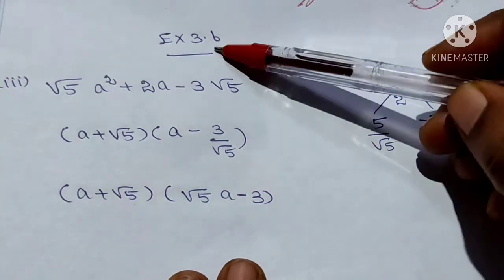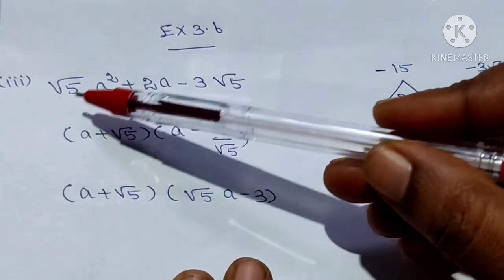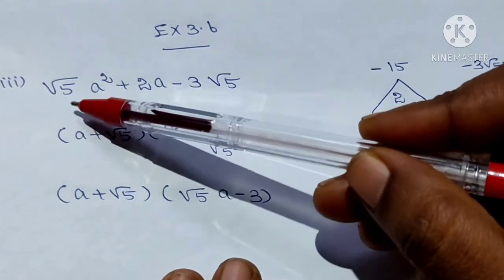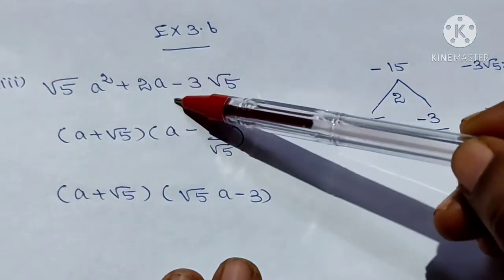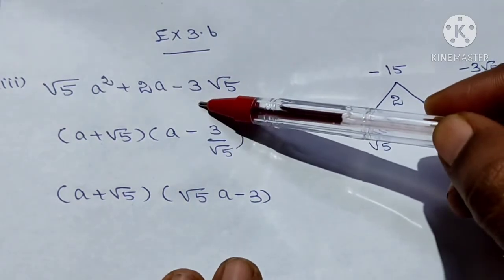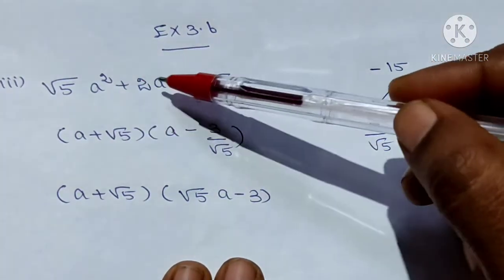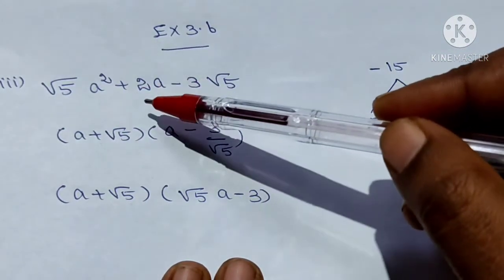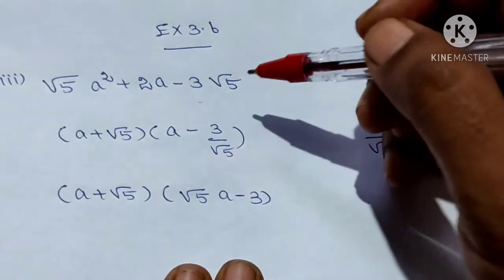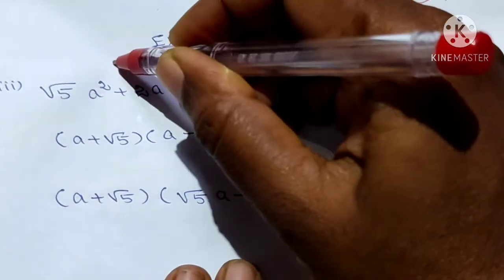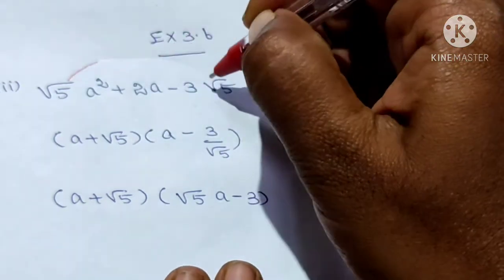Exercise 3.6, third question, third part. Root 5 a square plus 2a minus 3 root 5. This one also is a quadratic polynomial with the coefficient a. So write the answer using the term a. See the product and sum. Multiply the constant term and the coefficient of a square.